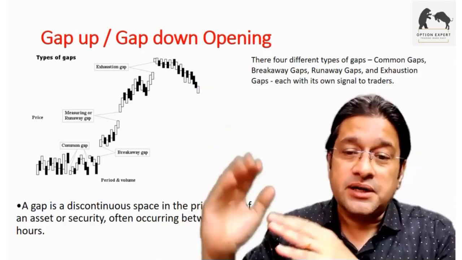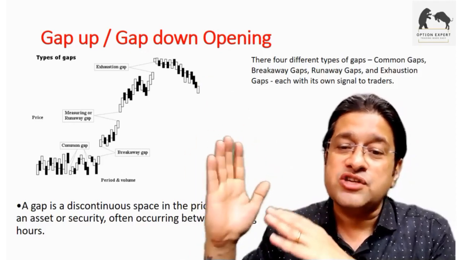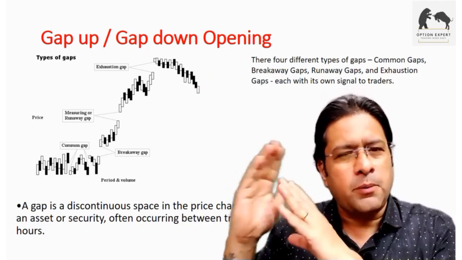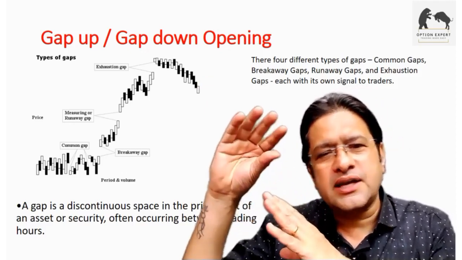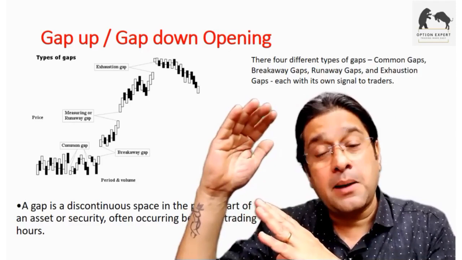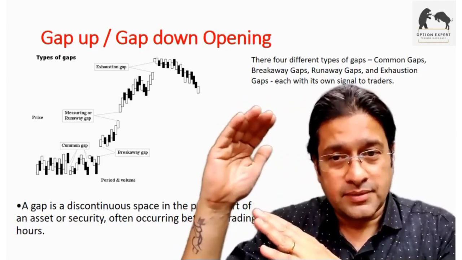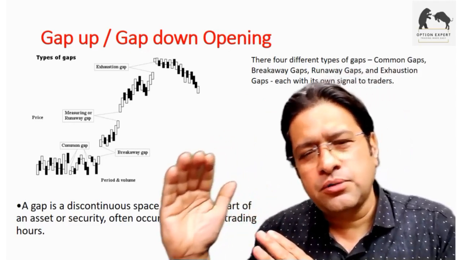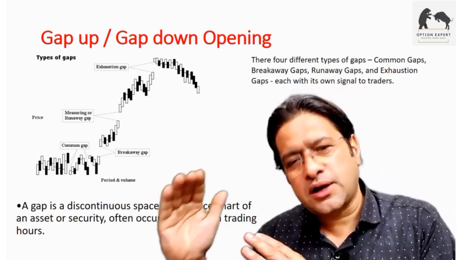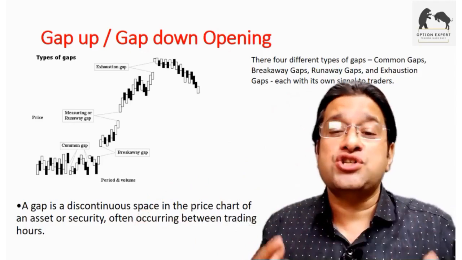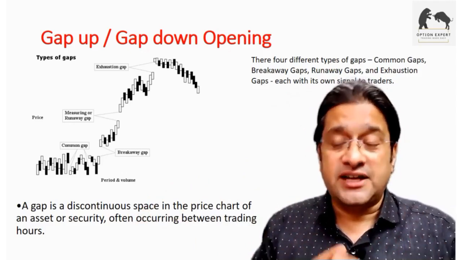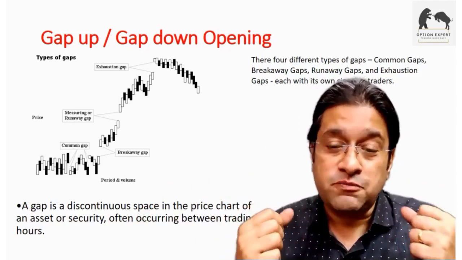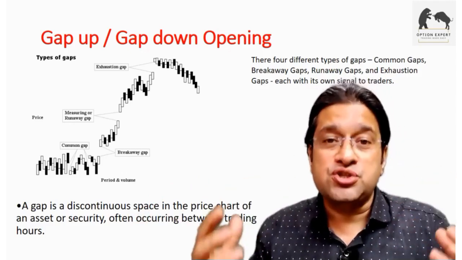Then you have runaway. When it's an uptrend, lots of gaps are formed. And then usually followed by that, there are exhaustion gaps. There is a gap, but it doesn't stay there. Let's assume the stock managed to open with a 2 rupees gap, but during the day it fell below that. It's an exhaustion gap, which is clearly telling that there's not much buying left in that stock.